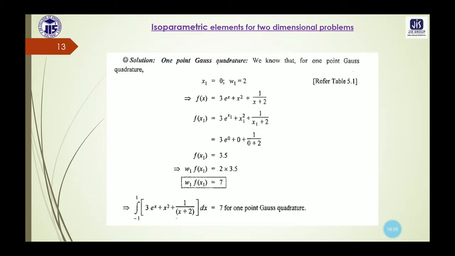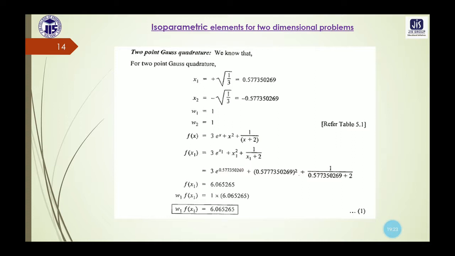Now if we multiply this value with w1, then we are getting the value of w1 times f(x1) as 7. So that means, using the procedure of 1-point Gauss quadrature, the value of this given integral is coming as 7.